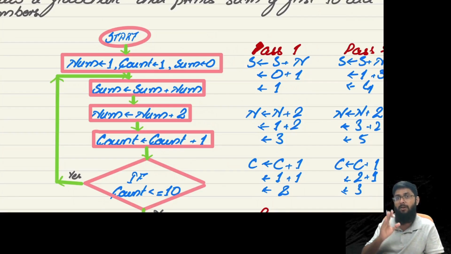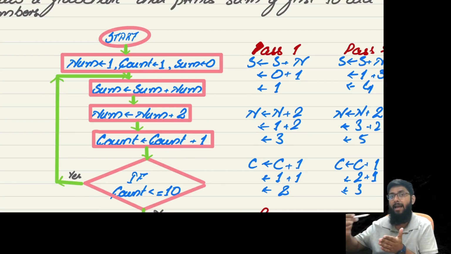As soon as you execute the loop for the very first time, that means you have executed the loop one time. That means there will be an increment in the counter. One step ahead you have moved.